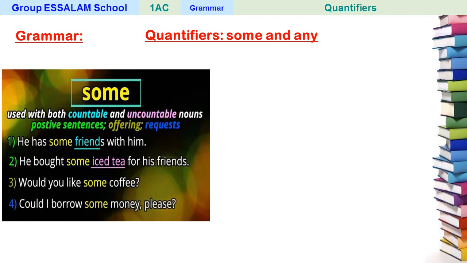Number 4, could I borrow some money, please? Also, this is a request. Okay? You are asking for money. You are asking for something which is money. All right? It is not a simple question. This question is a request. And money here is uncountable noun. We cannot say monies. All right?